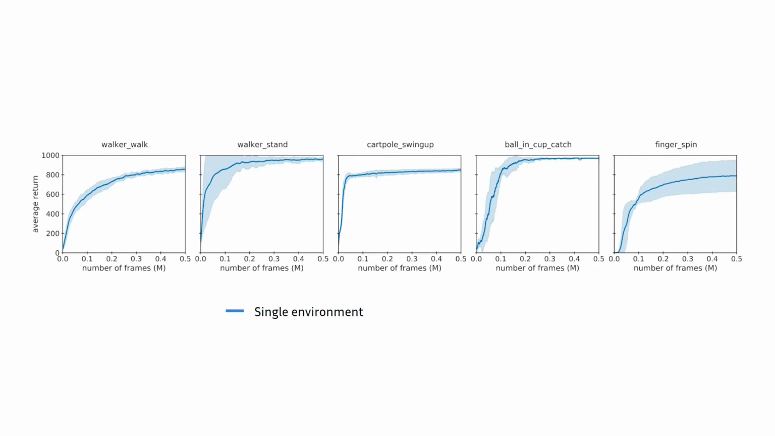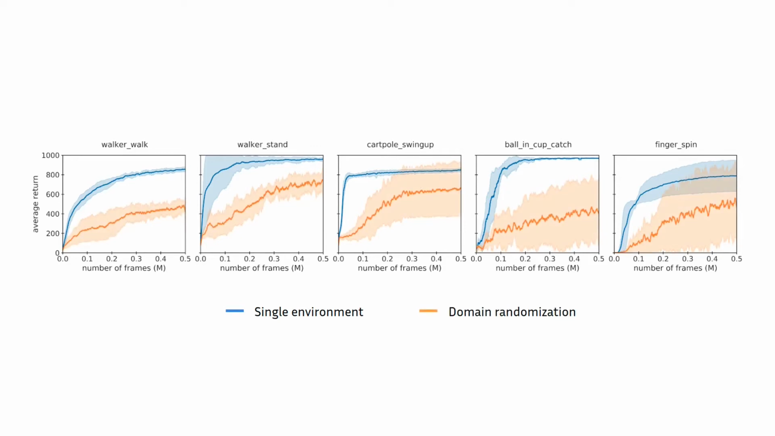To demonstrate the significance of this problem, we first train a handful of policies using the soft actor-critic algorithm and without any randomization. We then train another set of policies on the same tasks, but we now randomize colors during training. And we find that this domain randomization decreases the sample efficiency substantially.